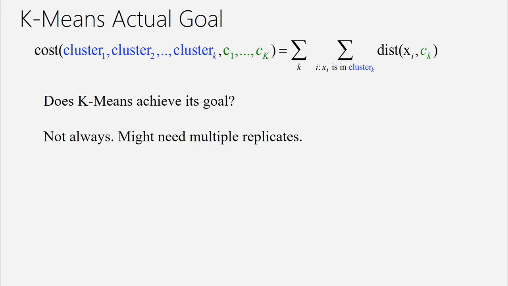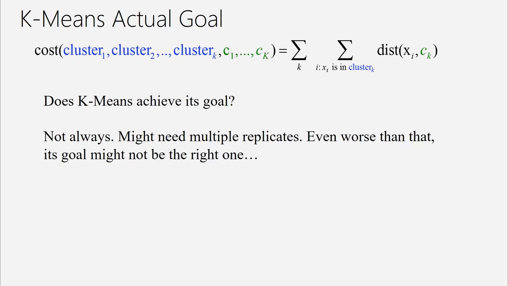You might actually need to restart it and do multiple replicates. Because if you happen to start the reference points off in a bad spot, sometimes it just won't go to the right place. And that's why most k-means code allows you to do replicates, so you can start with different randomly chosen points to be the centers.